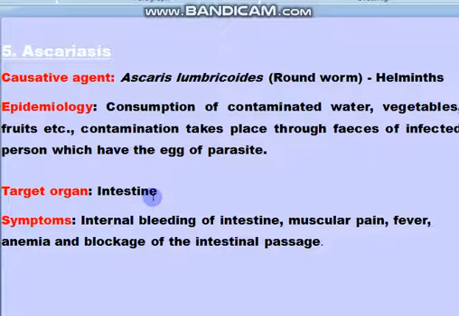So in ascariasis, what are the symptoms? There is internal bleeding of intestine, there is muscular pain, there is fever, and the person is anemic, and then in certain cases when the infection is very high, there is blockage of the intestinal passage. So these are the symptoms in ascariasis: internal bleeding of intestine, the person feels muscular pain, in certain cases the person suffers from fever, and the person is anemic, and the intestine is also blocked.